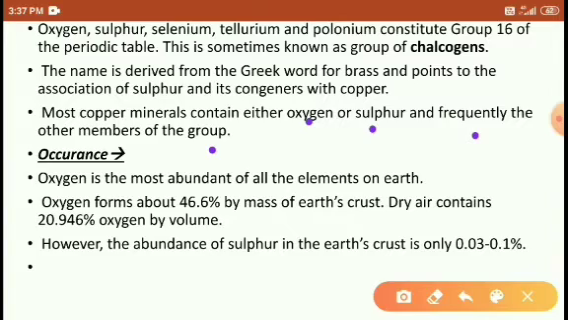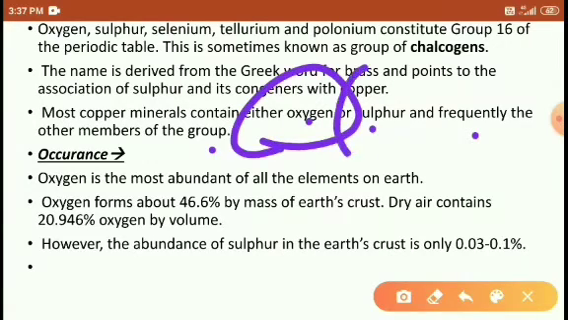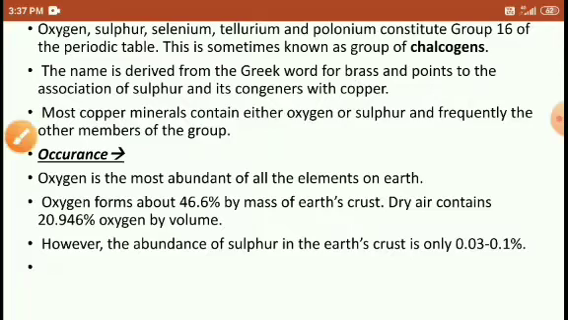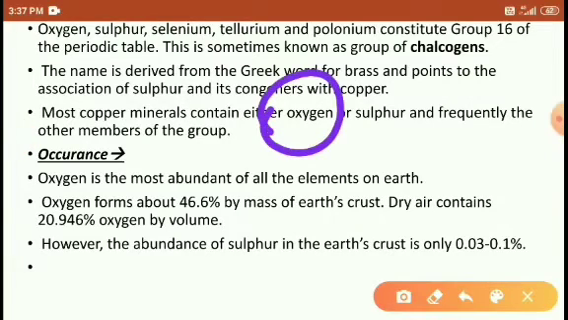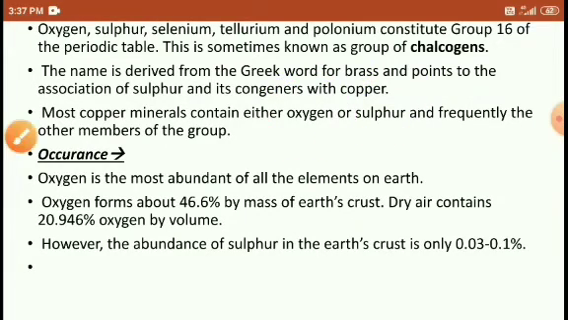Right. And the most important minerals contain oxygen, sulfur, frequently other members of the group. The minerals and ores frequently contain either oxygen or sulfur, most commonly as ore or gangue.